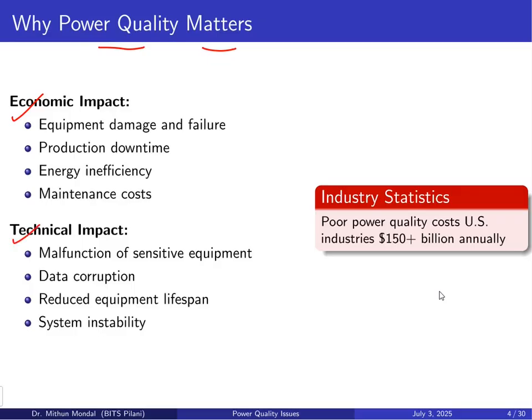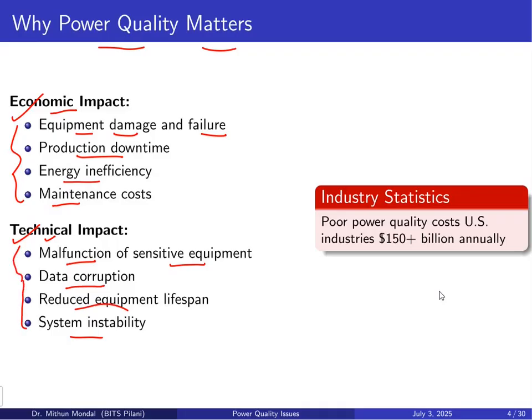If we talk about the economic impact of power quality, it will damage the equipment and cause its failure. There will be production downtime, energy inefficiency, and a lot of money involved in maintenance cost. When we talk about the technical impact of power quality, there will be malfunction of the sensitive equipment that is a part of the entire power system and the power electronics. There can be data corruption, reduced equipment lifespan, and system instability.